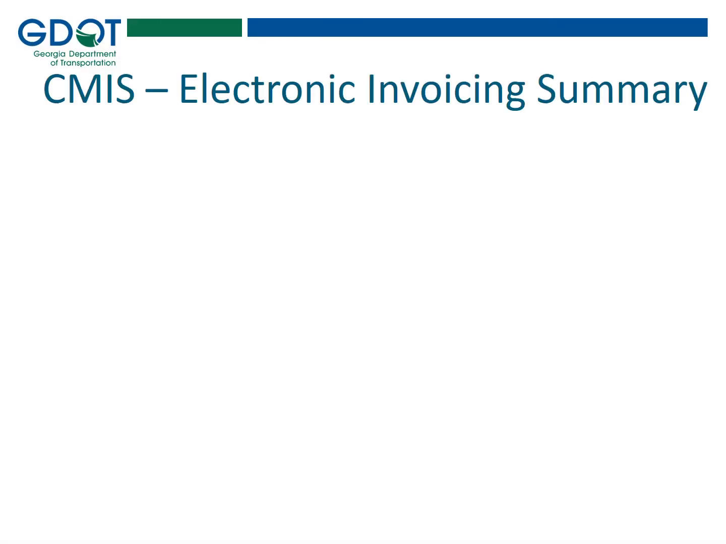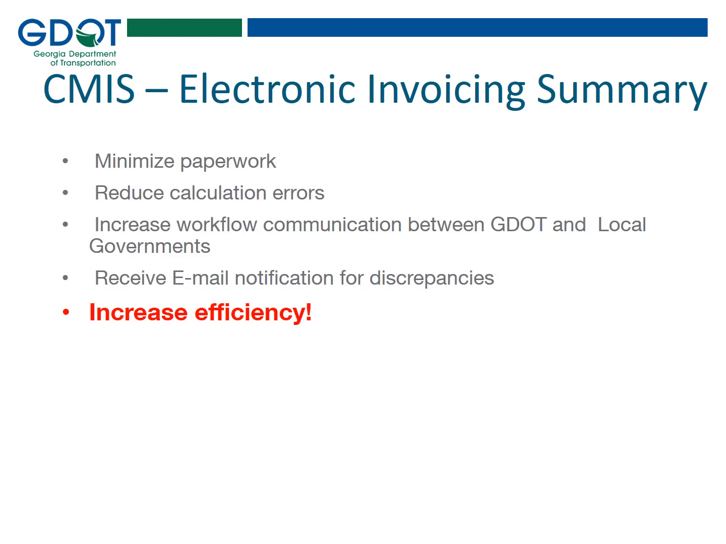To provide a summary, by switching to CMIS, we will be able to minimize the amount of paperwork that is currently reviewed in our office. We will also be able to reduce calculation errors on contracts and on invoices. We'll be able to increase the workflow communication between GDOT and the local governments. Before CMIS, the local governments were unable to tell where an invoice was once they submitted their invoice to GDOT. Using CMIS, the locals are able to sign into their CMIS external accounts and see exactly where their invoice is and have a quicker payout.